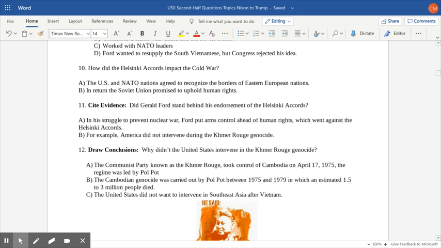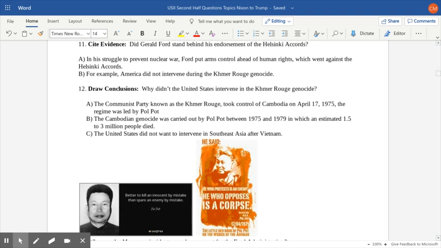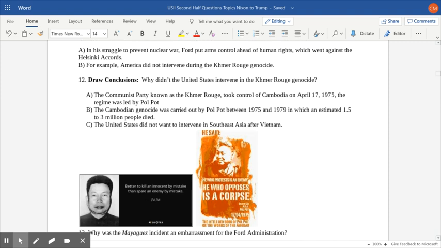Now, after the disaster of the Vietnam War, the United States was hesitant to get involved in Southeast Asia again. And so we did nothing to really stop the ongoing killing. They were nicknamed the killing fields in Cambodia. Here's a quote from Pol Pot that sums up his brutal philosophy: "Better to kill an innocent by mistake than to spare an enemy by mistake. He who opposes Pol Pot is a corpse." So basically, if you opposed him, you would die. The little red book of Pol Pot, the red book symbolizing communism.